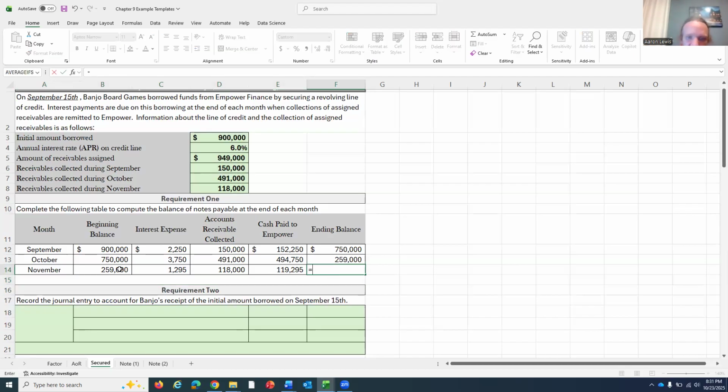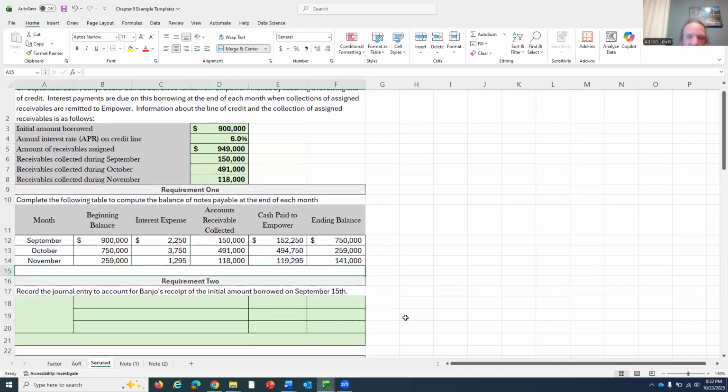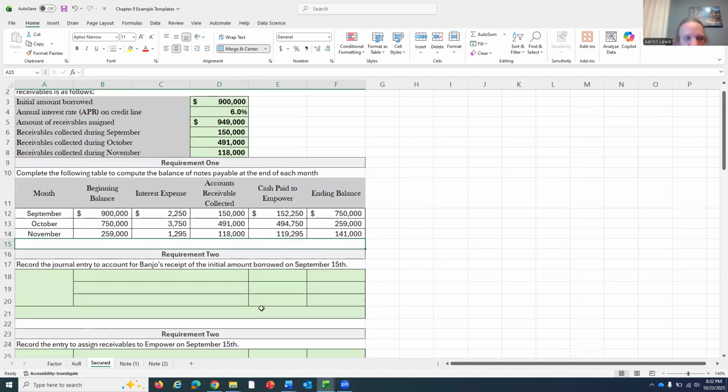And then what do we still owe them? Well, we started with 259,000 that we owed them. We're sending them remitted payment of $118,000 in the collection of receivables. We're now down to $141,000. And this would go on and on until we eventually paid this thing off. But for the purpose of this question, I think you see the trend that is going on with our amortization table, if you will, over here. So let's jump to the journal entries.